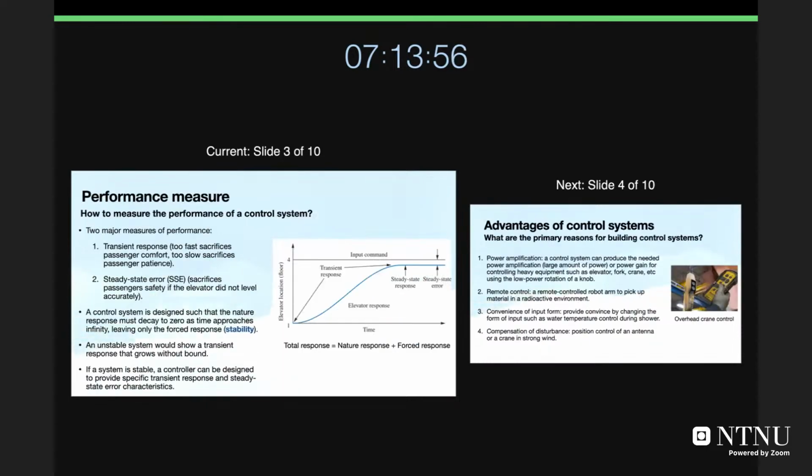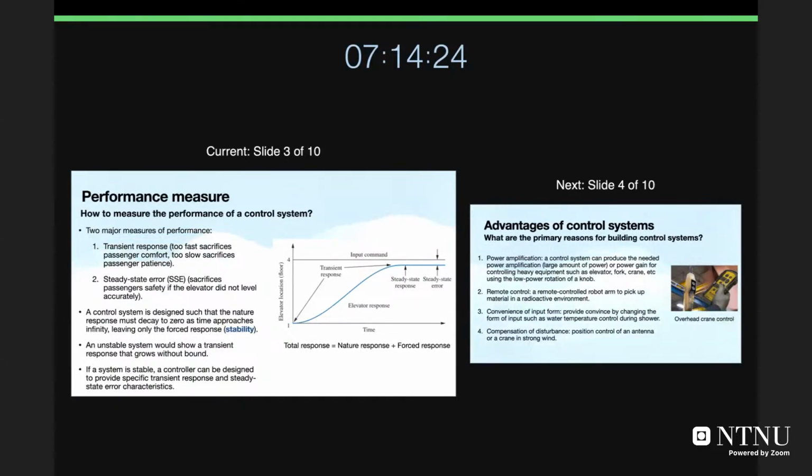Yes. So how can we measure the performance of your control system? In fact, there are two major measures of performance. We can divide the response of your system into one part we call the transient response, and one part we call the steady-state response. The figure in front of you shows the total response, and in fact, it's the response of your system against time. So over time, we need to plot the response of your system.